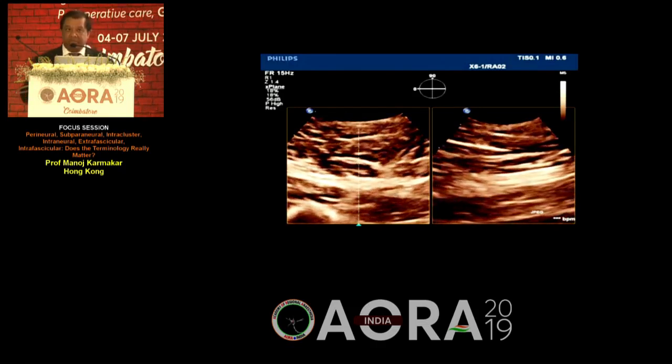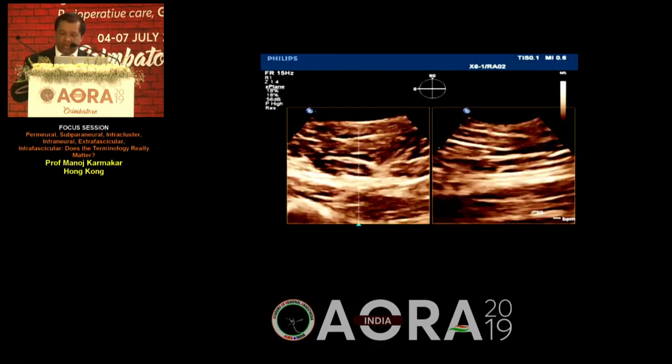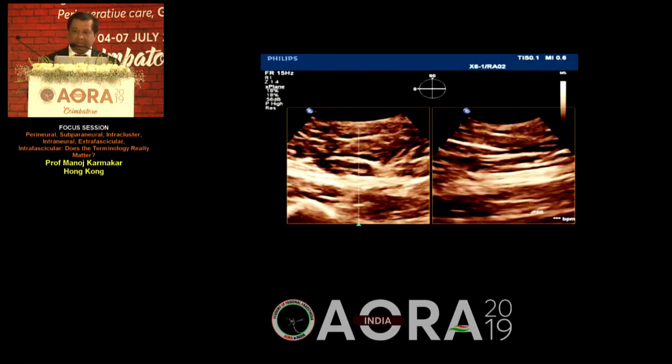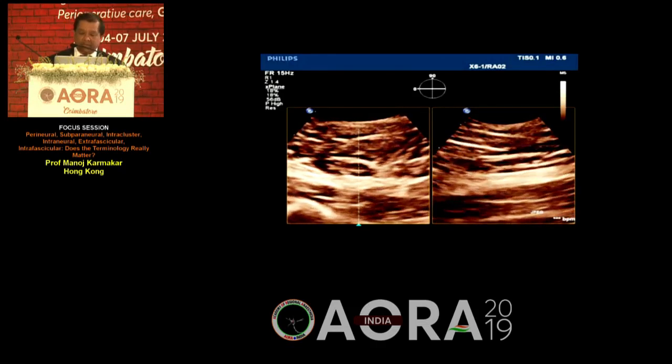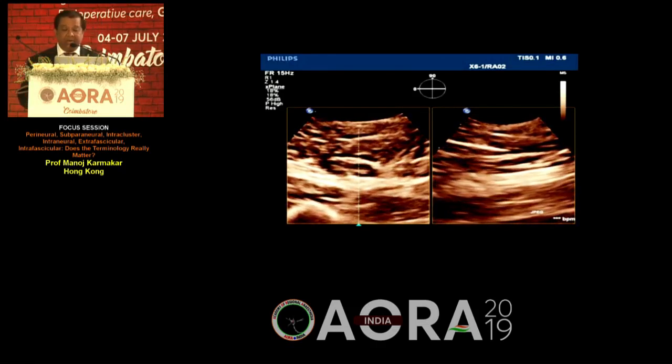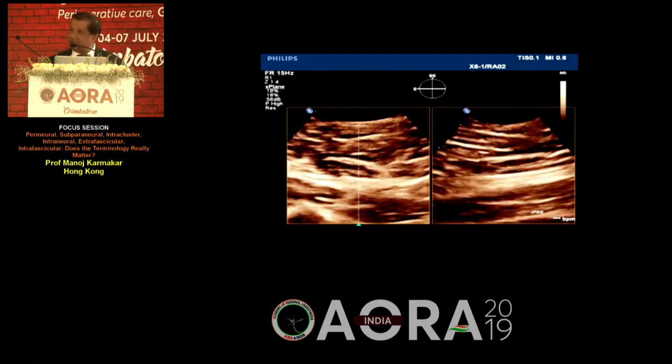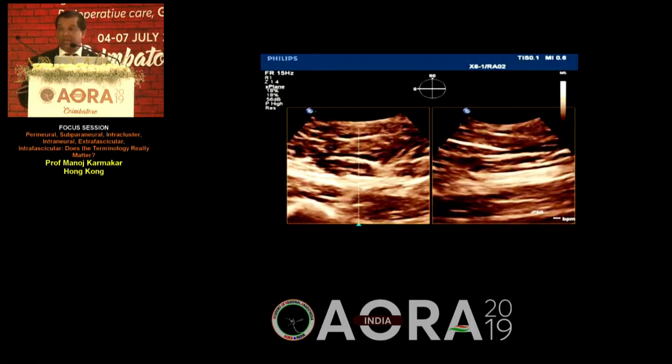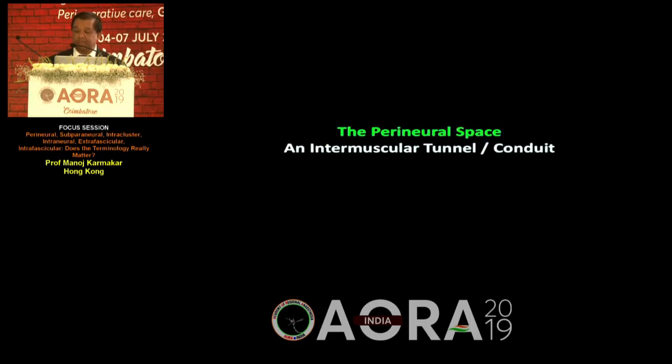These are matrix transducers, some very expensive technology, but I think they are getting more and more affordable in the near future. As you can see here in the sagittal view, the sciatic nerve is surrounded by a hypoechoic area. This is that perineural space. So the perineural space, ladies and gentlemen, is actually an intramuscular tunnel.